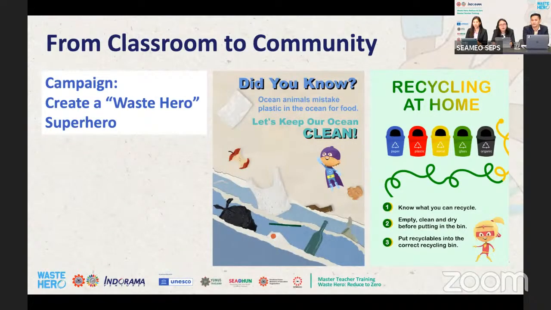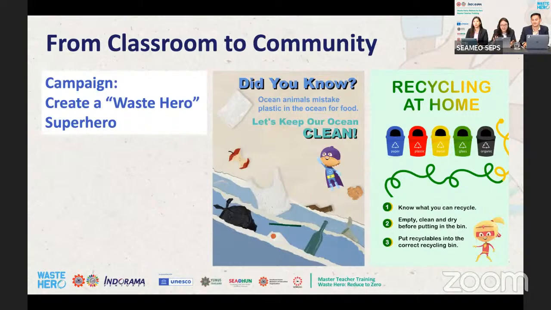I think it's very comfortable for the teacher, because in the lesson you prepare a handout to create the character. Then they just design a PSA poster and place the message around the school like a call to action. For this example, the PSA message is recycling at home, or let's keep our ocean clean. It is suitable for primary level students.